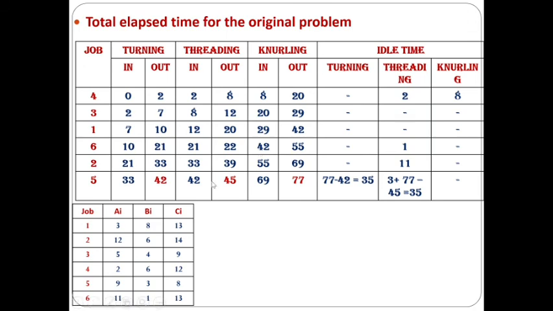After calculating all these things, we have to calculate the idle time. Here, starting from 0 time units, it is very busy: 2, 7, 10, 21, 33, up to 42 time units. But the total elapsed time is 77. So the idle time of the turning machine, that is the first machine, will be 77 minus 42, which is 35 time units. Alright. For the threading machine, the starting time, that is 0 to 2, it will be idle.